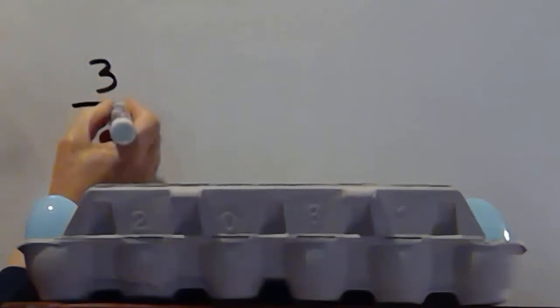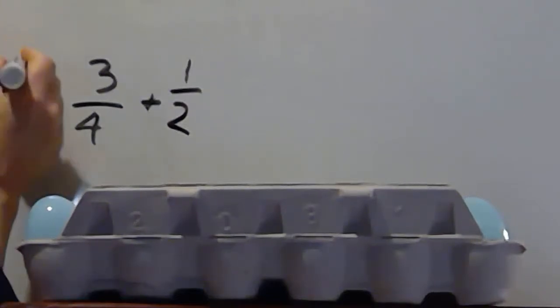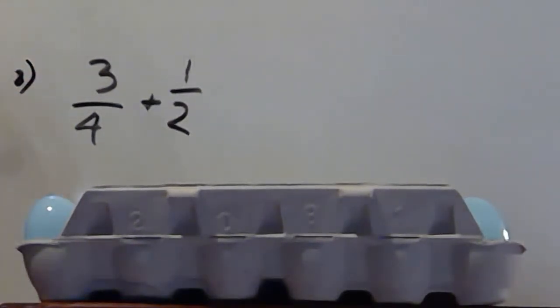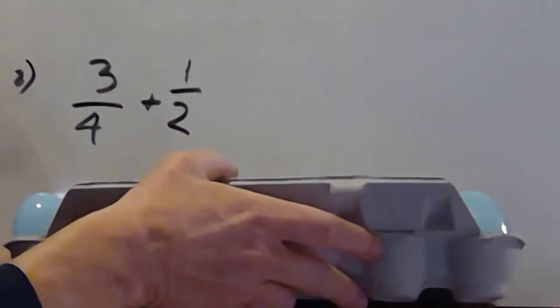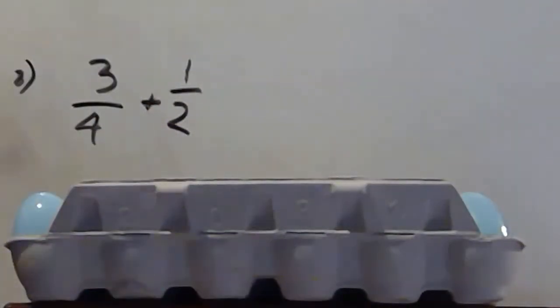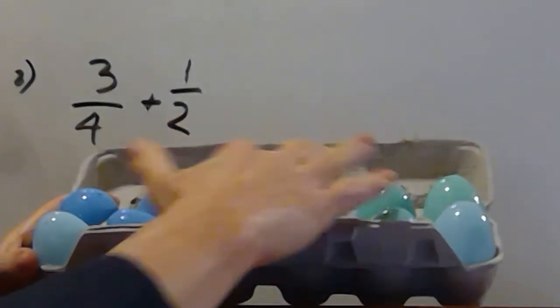In example number 2, we're asked to add 3/4 plus 1/2. And we're asked to do this again using egg cartons. So we have to look at it. We're going to start out with 2 egg cartons and do the same thing we did before. Now, in order to get 3/4, we have to take our first egg carton, and we're going to divide our first egg carton into 4 pieces.